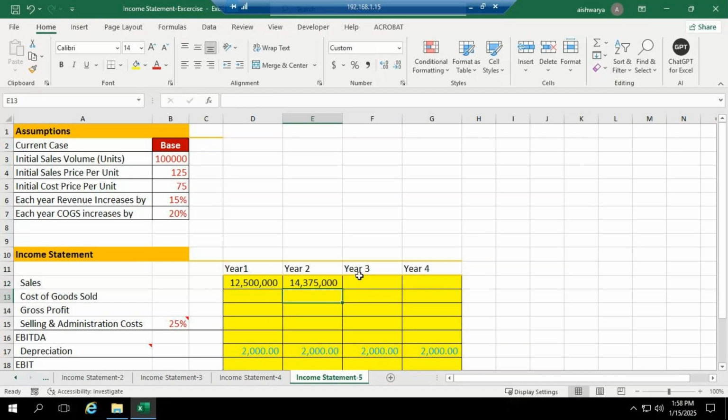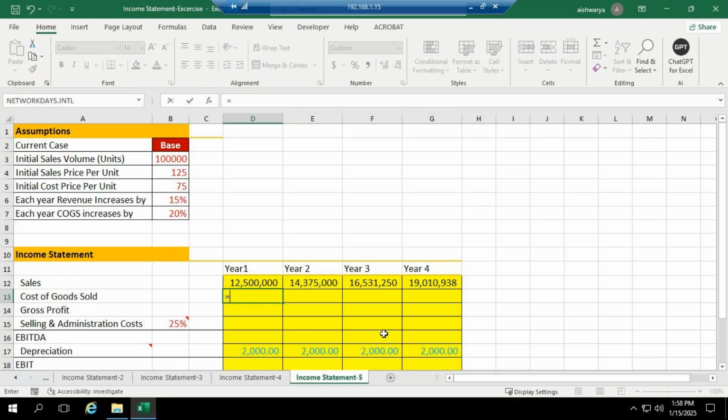See now. In the same way you just drag it over here, automatically you will be getting the answer. So now here cost of goods sold is equal to the sales volume, which is 1 lakh. What is the cost price? 75. So 1 lakh into 75 rupees that we have paid. Okay, so now press enter.